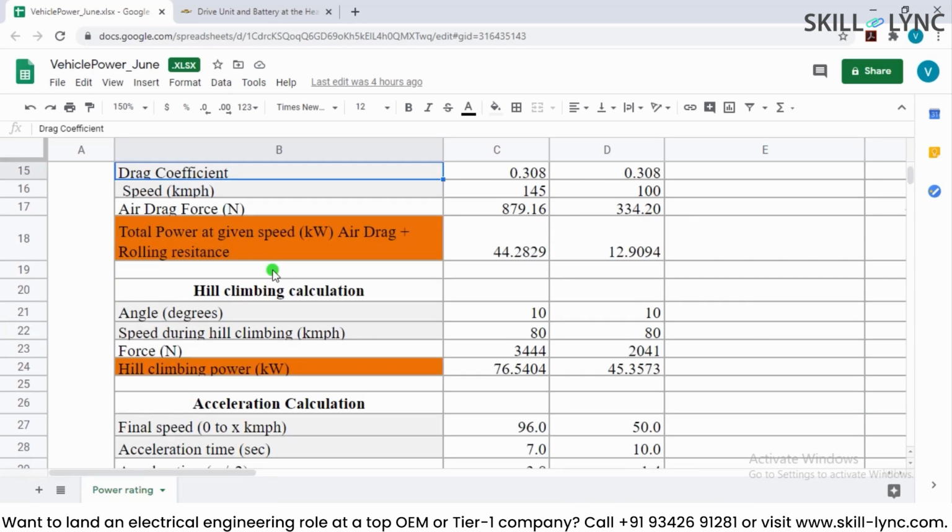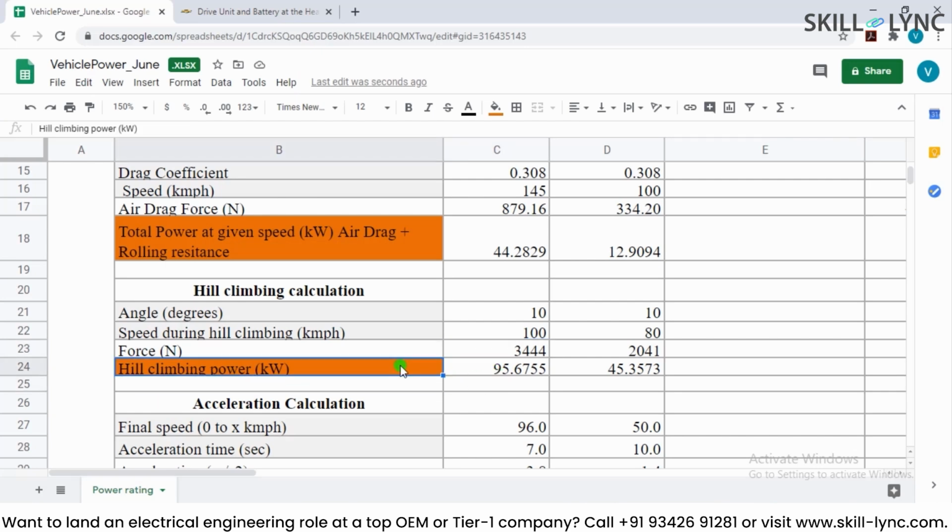So let's assume the hill climbing angle is 10 degrees, which is usually the case with a flyover, and the speed at which the vehicle is running on the flyover, that I am assuming is at 80 kilometers per hour. So if this speed is 80, then we need hill climbing power itself to be 76 kilowatt. So this is the value of the hill climbing power required, and if I assume that my vehicle should run on the flyover at 100 kilometers per hour, basically it will end up having 95 kilowatts of power.